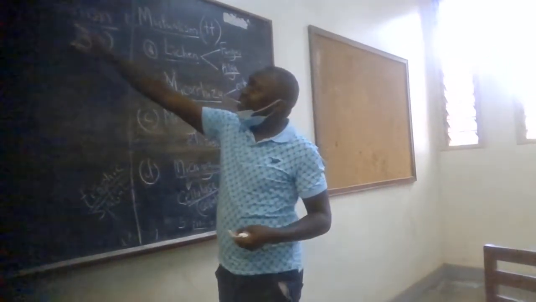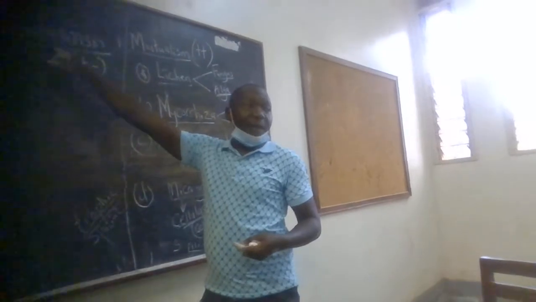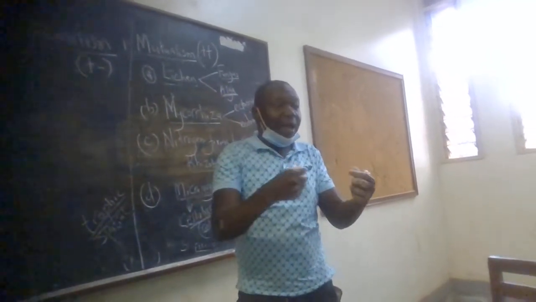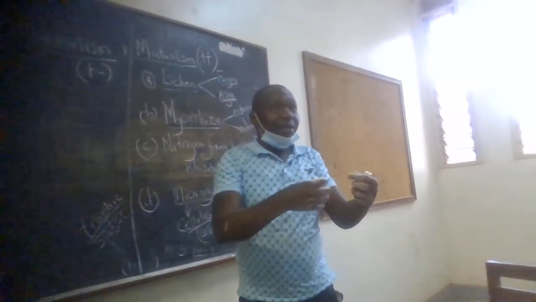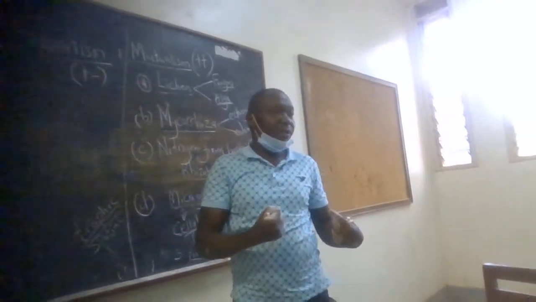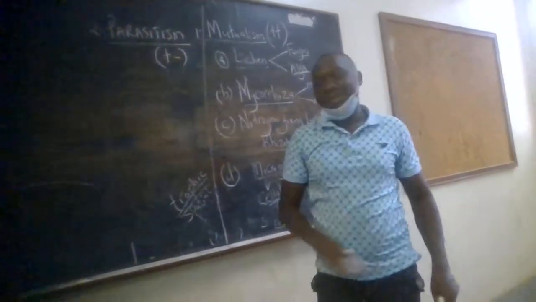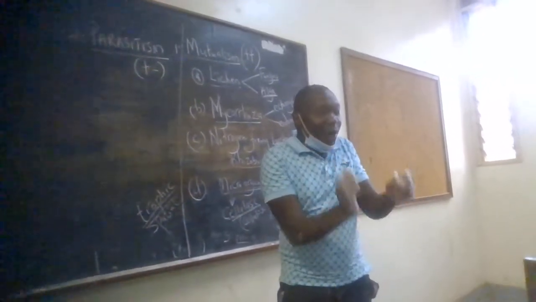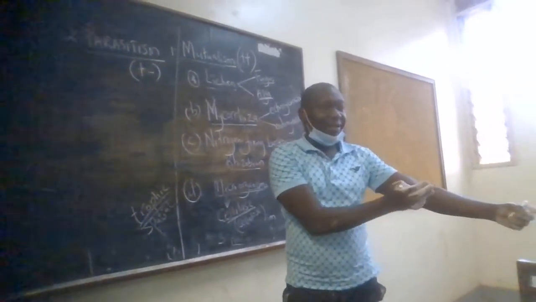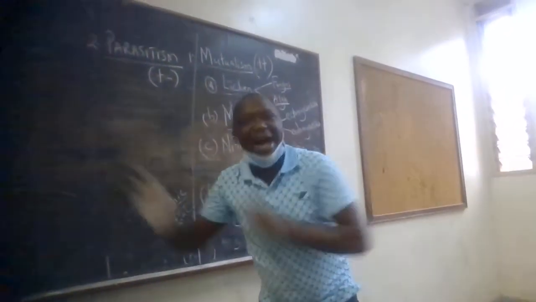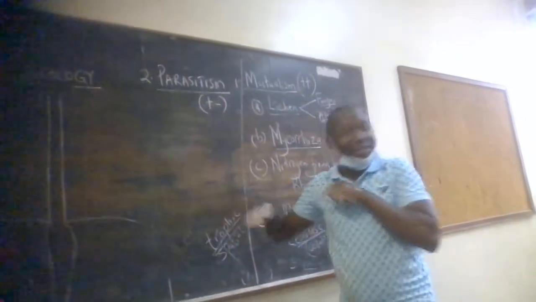So in this case, we can define parasitism as an interspecific relationship, an interspecific association between two organisms, where one benefits, while another one suffers harm. One benefits, another one is harmed.